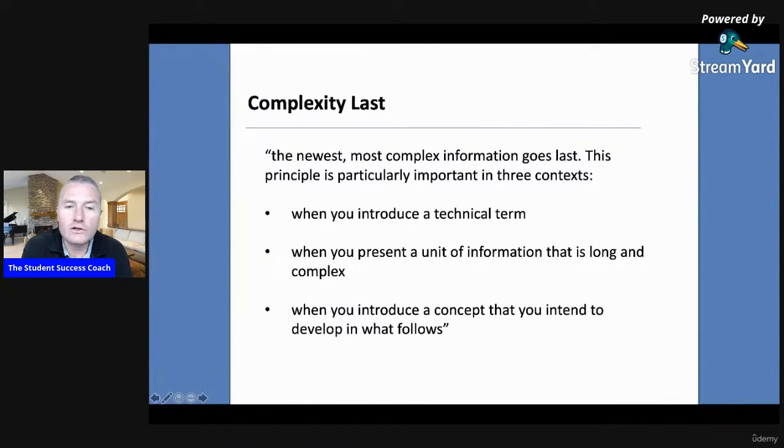And then when you introduce a concept that you intend to develop in what follows, once again, this combines with the previous principle of old before new. Make sure that you introduce a technical term by building up to it, and then you're going to develop on with that technical term in the sentences that follow. So complexity last will help reduce this perception that you're writing too scientifically.